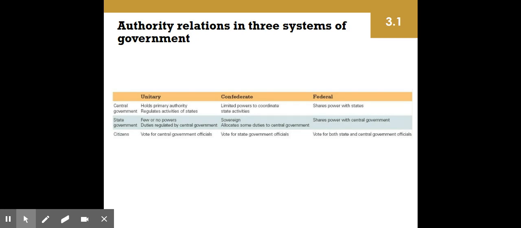A state government in a unitary system has few or no powers. In the Confederate system, though, they have just about all the power. In a federal system, it's shared. And citizens in a unitary based country vote for central government officials. In the Confederacy, they vote for state officials. And in the federal system, they vote for both.